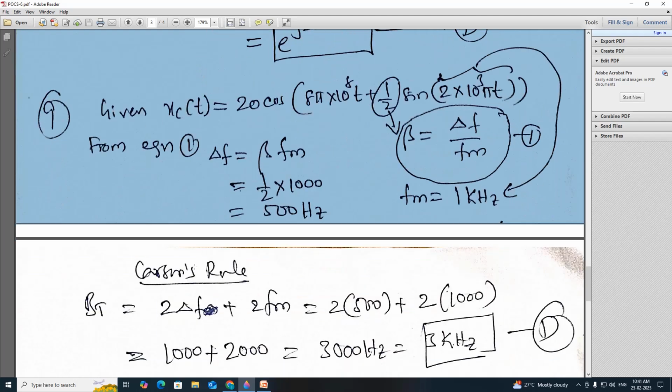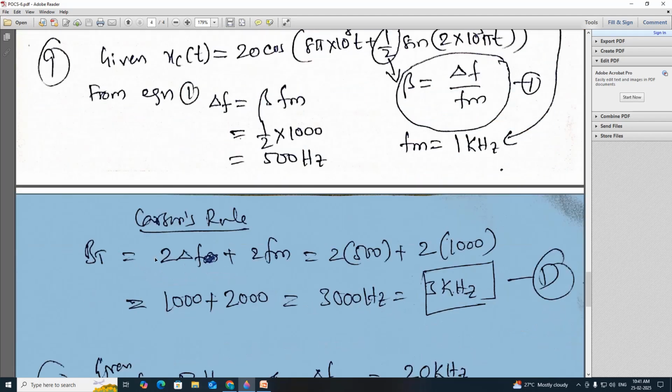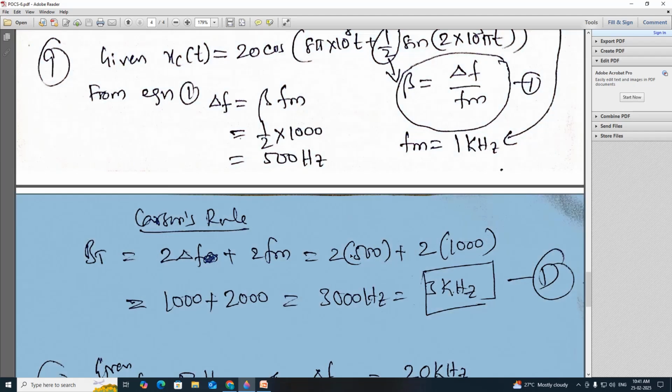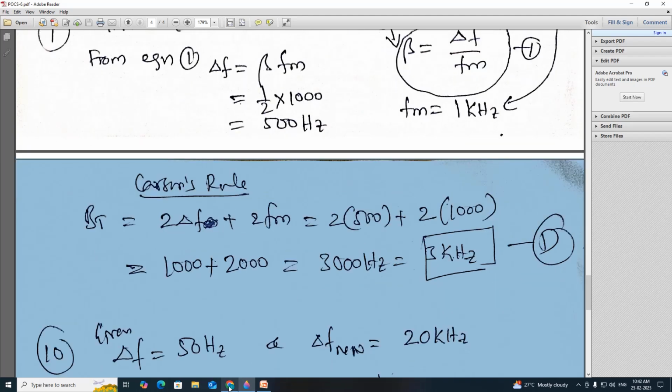Next, Carson's rule: 2 delta f plus 2 fm. Delta f is equal to 500, and fm is 1k, which is 1000. Substitute here, you will get 1000 plus 2000 equal to 3k. Option D.